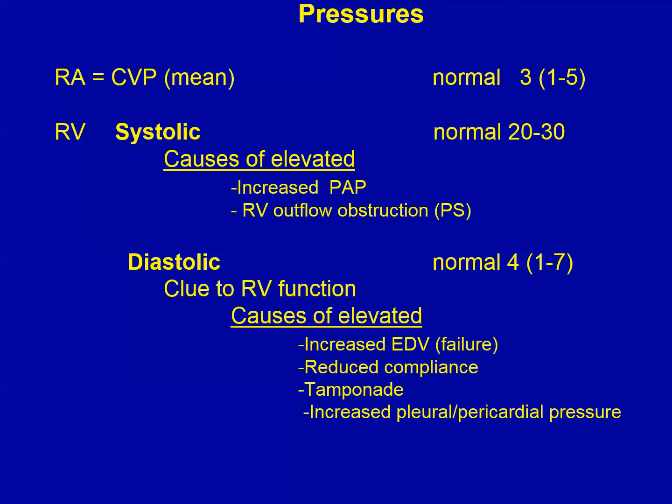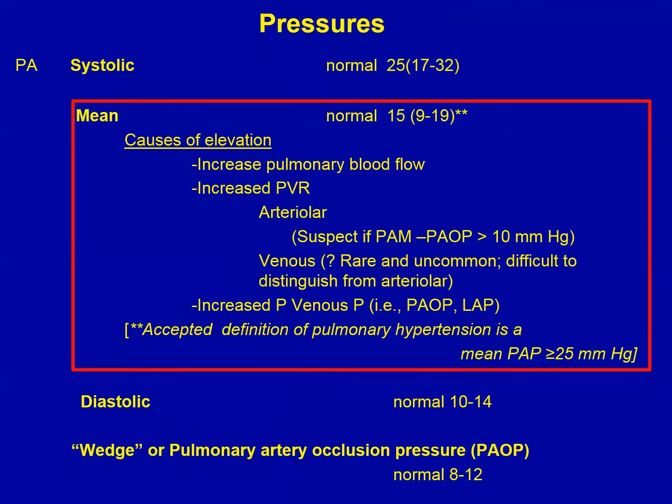While the catheter is in the right ventricle, you should pay attention to both the systolic and the diastolic pressure. The systolic pressure can be a sign of either increased pulmonary artery pressure or a right ventricular outflow tract obstruction. The diastolic pressure provides an important clue to evidence of right ventricular dysfunction.